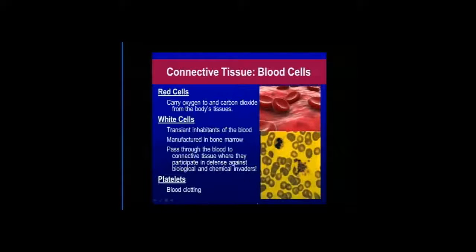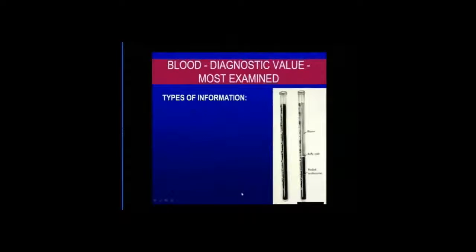You see red blood cells, lots of red blood cells in through there. But the white blood cells are just temporary. They just go into the blood and then go into the tissue where they do their function.